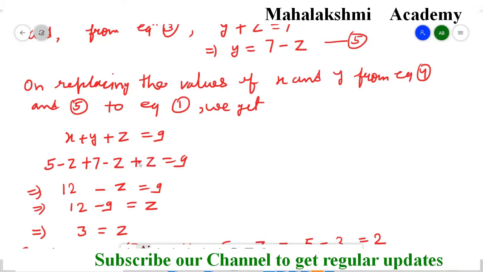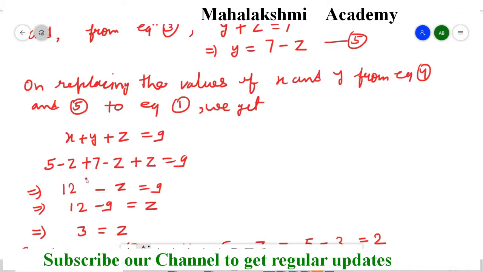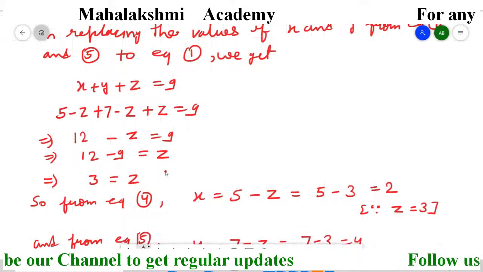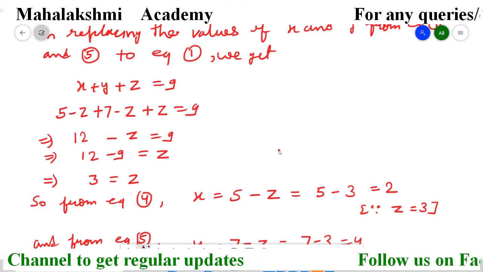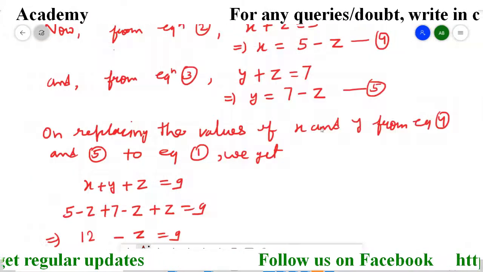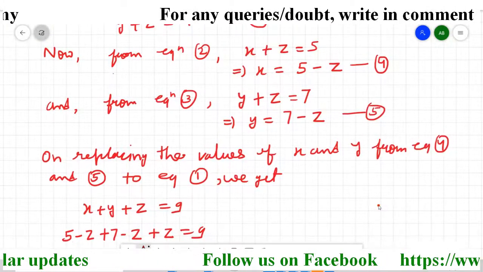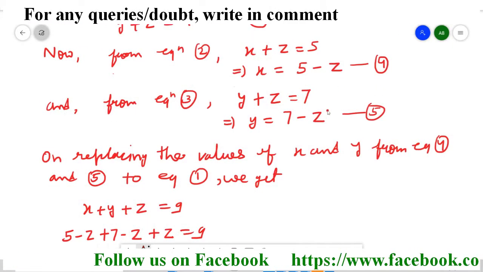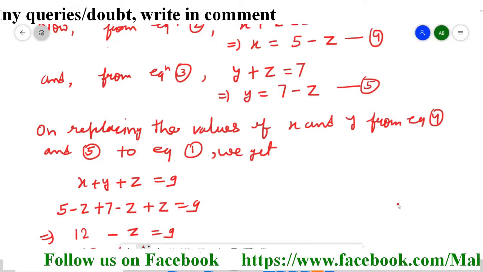So this z and this z got cancelled. We remained with only minus z, and 5 and 7 I added. So from here we got z as 3. After obtaining z as 3, in equations 4 and 5, that is, x as 5 minus z and y as 7 minus z, instead of this z, replace the value of z.